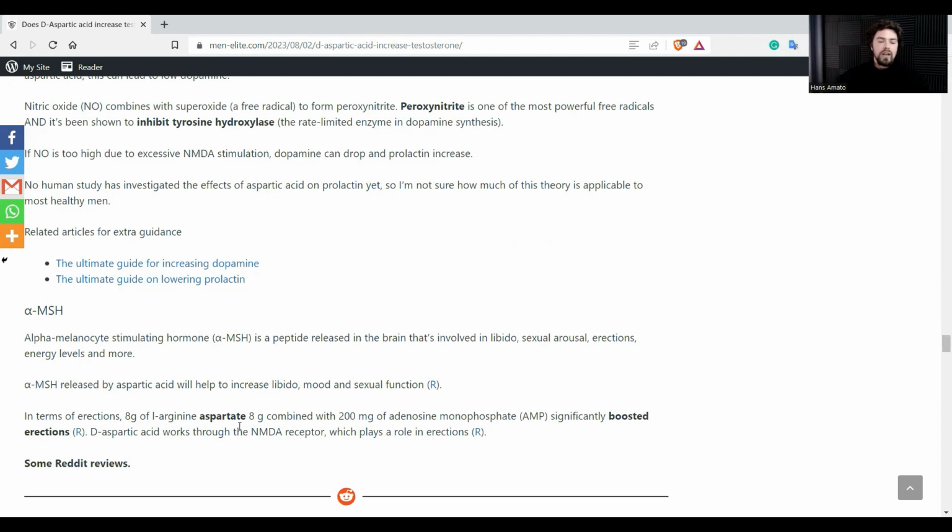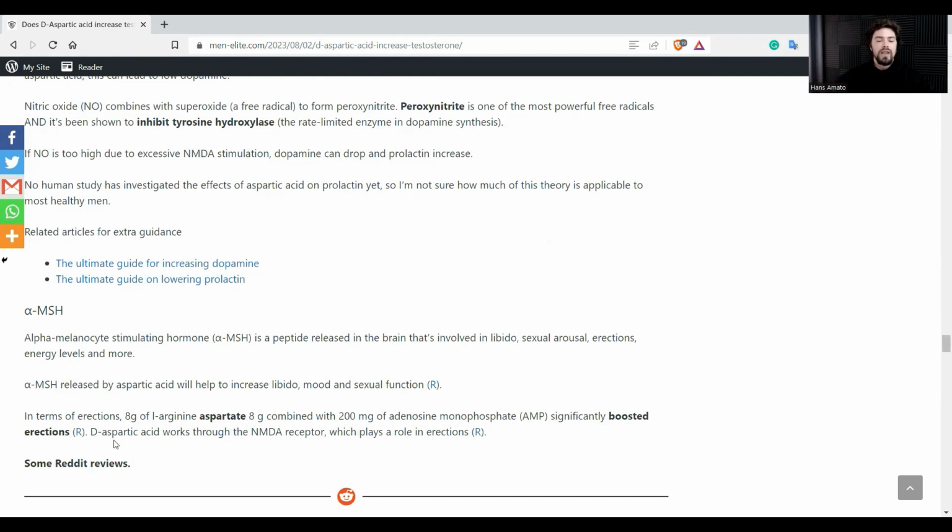but it's still aspartate, right? And there's obviously a difference between L-aspartate and D-aspartate. So maybe we could assume this was just L-aspartate. Combined with AMP, significantly boosted erection. So it could be just because it was arginine, maybe it had nothing to do with the aspartate, but maybe it still had an effect.